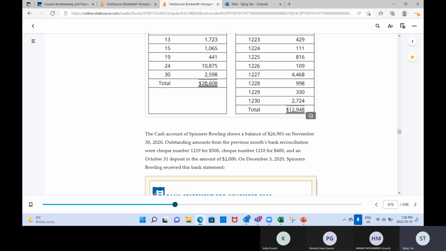The cash account of Spinner shows a balance of $26,983 on November 30th. So that is the beginning balance we're going to put into our bank reconciliation. Outstanding amounts from the previous month's bank reconciliation: there is check 1219 for $500, outstanding from last month, and check 1218 for $400. And there's an October 31st deposit in transit of $2,000. It didn't show on the last bank reconciliation.